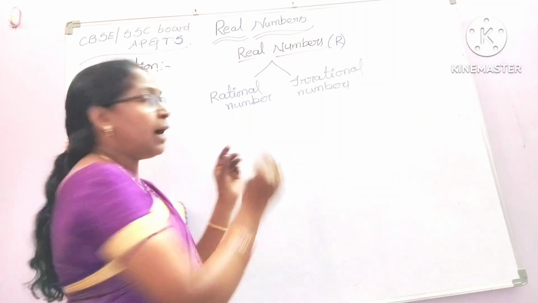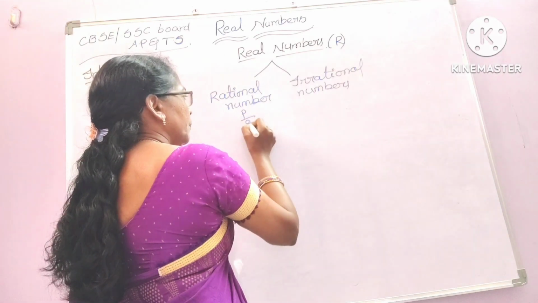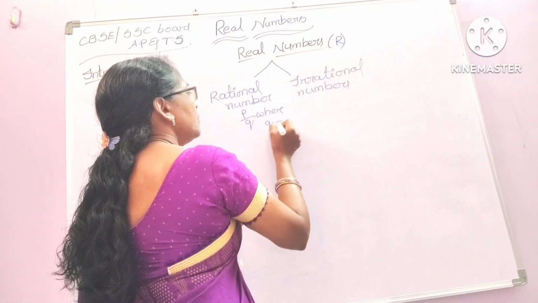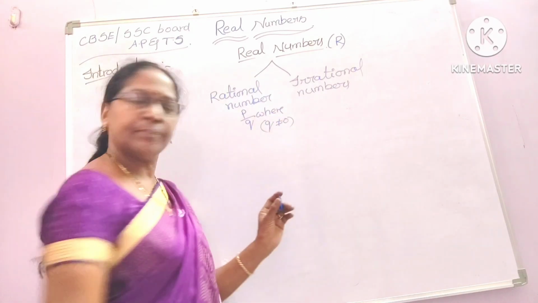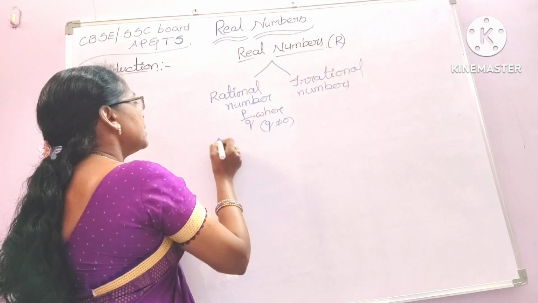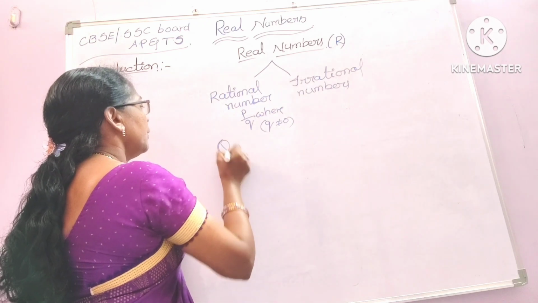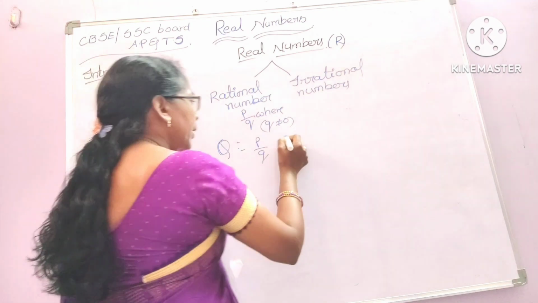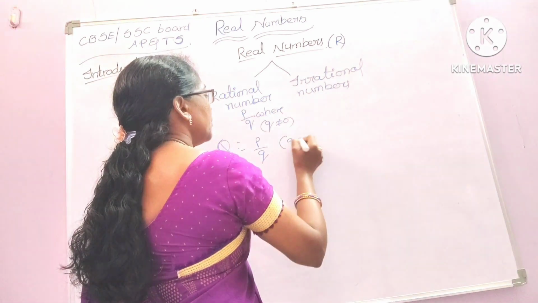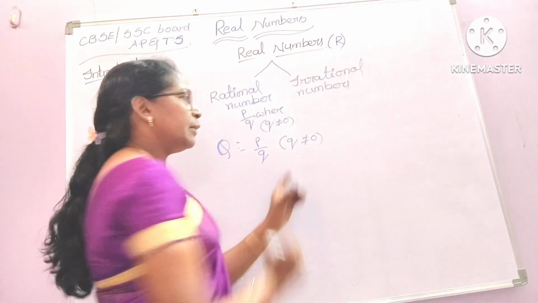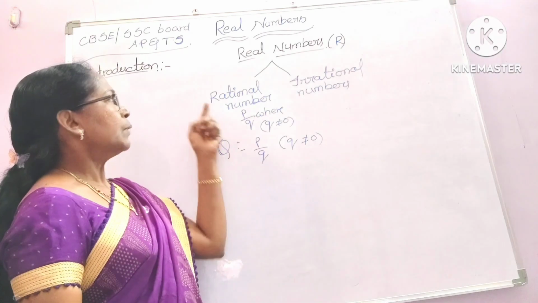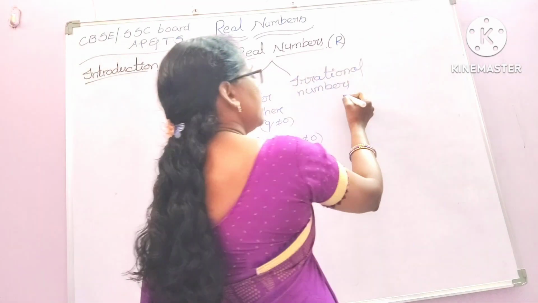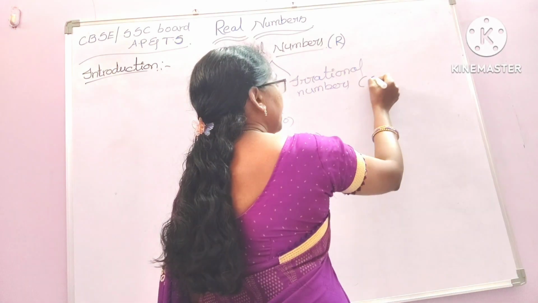Rational numbers are in the form of p by q, where q is not equal to 0. This is the condition. And these are represented by the letter capital Q. Q is in the form of p by q, where q is not equal to 0. Here the condition is that q is not equal to 0. And rational numbers are represented by the letter capital Q. And irrational numbers are represented by the letter capital S.